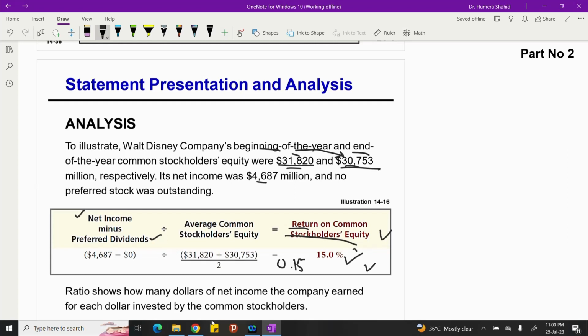What does it tell us? This ratio tells us that for each dollar of equity, the return is 15% on it.